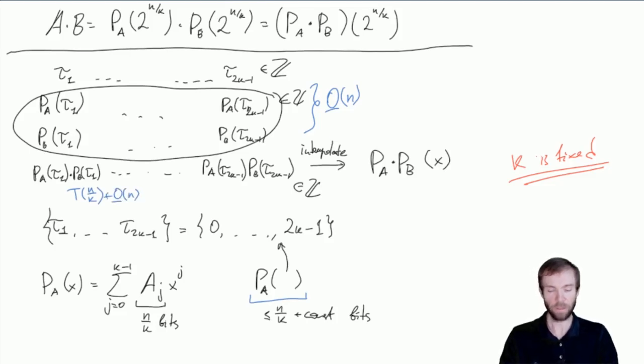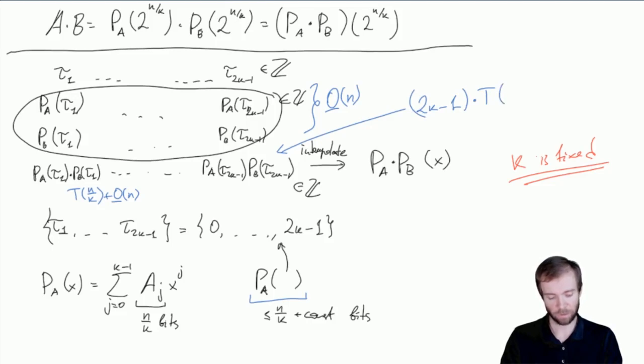Just as in Karatsuba-Hoffman, at one step of the algorithm, we needed to compute the product of numbers that didn't have n over 2 bits exactly, but rather n over 2 plus 1 bit. Now here we have n over k plus a constant number of bits, and still we can get rid of this plus constant in time which is linear in n. So in the end, we are performing 2k minus 1 multiplications. Each of them takes time T of n over k plus big O of n.